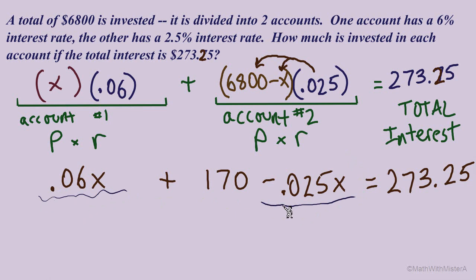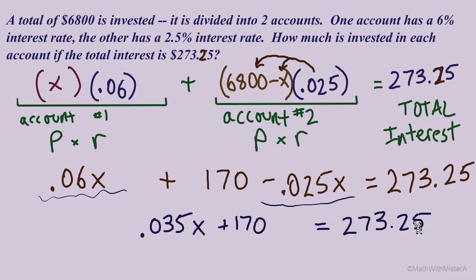And we have 0.06x minus 0.025x, which leaves us with 0.035x. I'll bring down the plus 170, and it equals, on the right side, 273.25. We're continuing to solve for x. We'll subtract 170 from each side, which leaves us with 0.035x on the left.